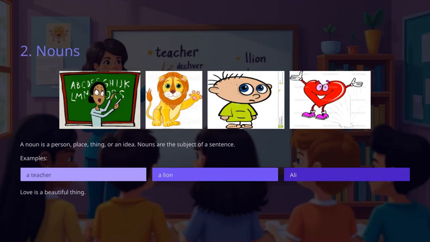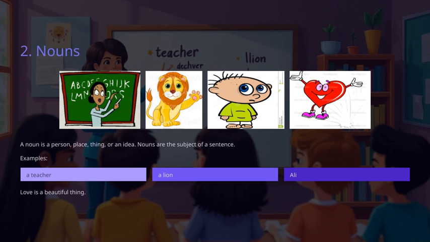Now, let's talk about nouns. A noun is essentially a word that names a person, a place, a thing, or even an idea. They are the building blocks of sentences because they often serve as the subject, the main focus of what we're talking about. For example, you might have a noun like a teacher, which tells us who is involved, or consider the word love, which is an idea or emotion that can be expressed as a noun.